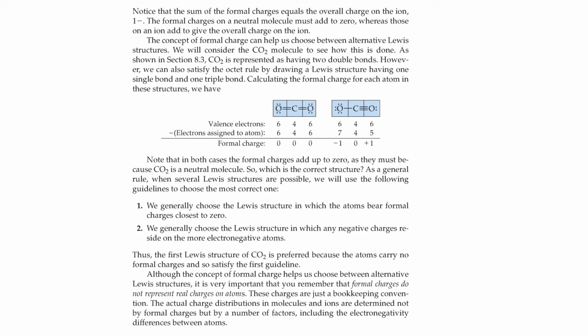As a general rule, when several Lewis structures are possible, we'll use the following guidelines to choose the most correct one. We generally choose the Lewis structure in which the atoms bear formal charges closest to 0. We generally choose the Lewis structure in which any negative charges remain on the more electronegative atoms. Thus, the first Lewis structure of carbon dioxide is preferred because the atoms carry no formal charges and so satisfy the first guideline. Although the concept of formal charge helps us to choose between alternative Lewis structures, it's very important that you remember that formal charges do not represent real charges on atoms. These charges are just a bookkeeping convention.